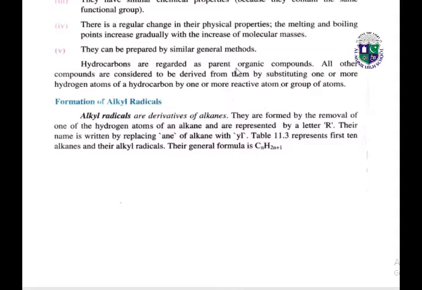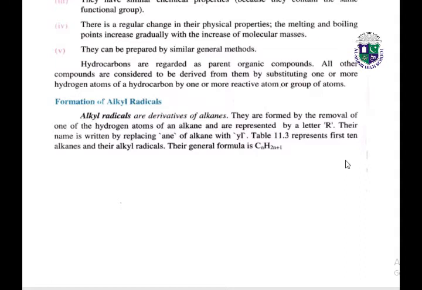Hydrocarbons are regarded as parent organic compounds. Hydrocarbons को parent organic compounds भी कहा जाता है because they contain hydrogen and carbons and their derivatives. All other compounds are considered to be derived from them by substituting one or more hydrogen atoms of a hydrocarbon. और बाकी तमाम compounds को इसी से derive करते हैं substitute करके one या more hydrogen atoms को.